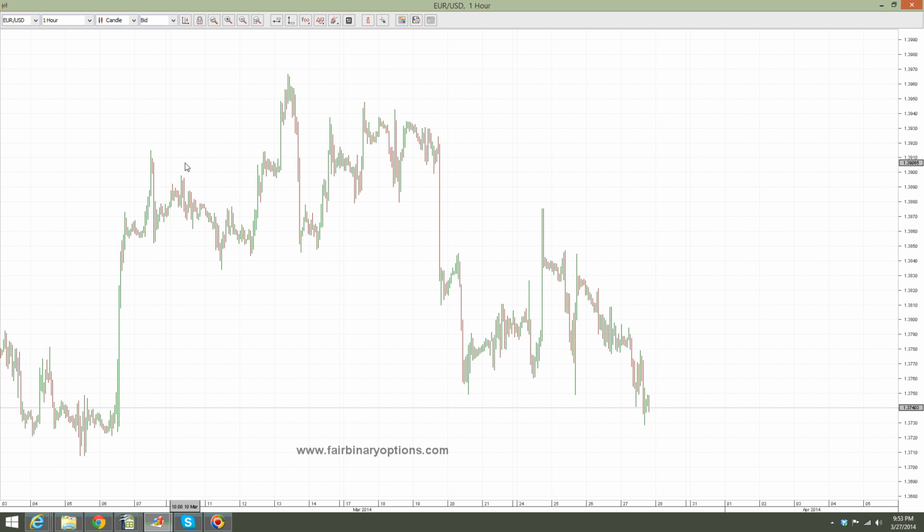Hello guys, this is fairbinaryoptions.com and we are looking at the Euro-US dollar. The reason for that is we are suspecting a possible zigzag to the downside, and this zigzag to the downside to be a structure that started from those highs there.